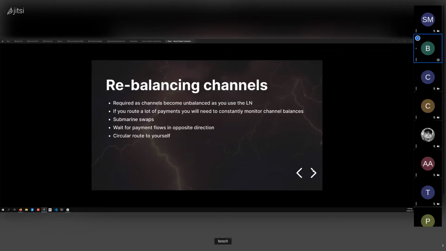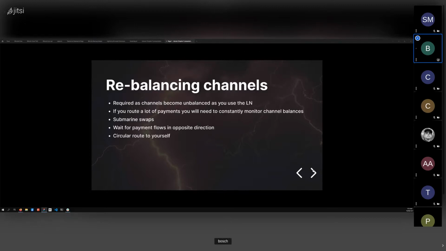So rebalancing of channels. I've mentioned this previously, but this is an important thing as well. Particularly if you're a merchant or a routing node, you want to make sure your channels are balanced. You don't want to have too much funds on one side of your channels. If it's all outbound, you won't be able to receive payments, and if it's all inbound, you won't be able to send payments. So there's various different ways you can go about rebalancing your channels.